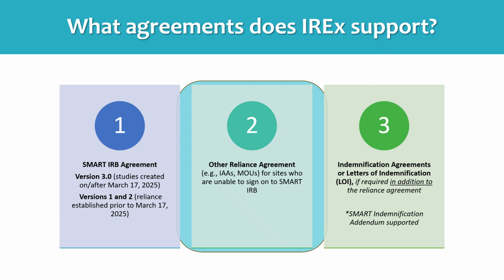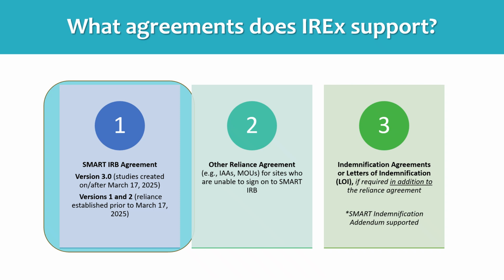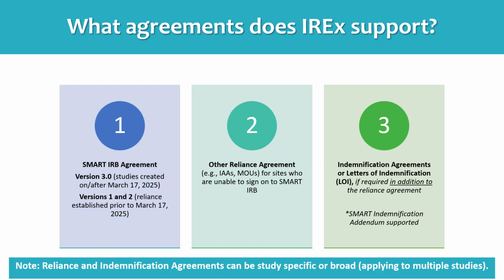IREx can also be used to track whether sites have executed an indemnification agreement, including the SMART Indemnification Addendum. A note on the SMART IRB agreement. IREx supports SMART versions 1 and 2 for any reliances established before March 17, 2025, and supports SMART version 3 for any study created on or after March 17, 2025. Both reliance and indemnification agreements may be study-specific or broad, meaning they apply to multiple studies.